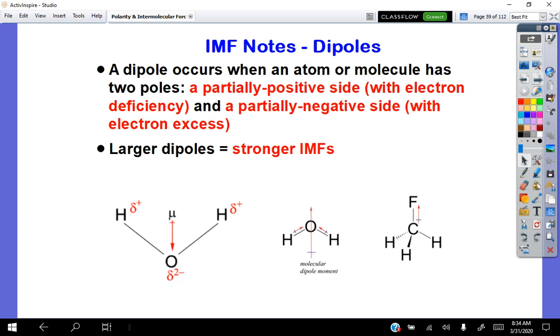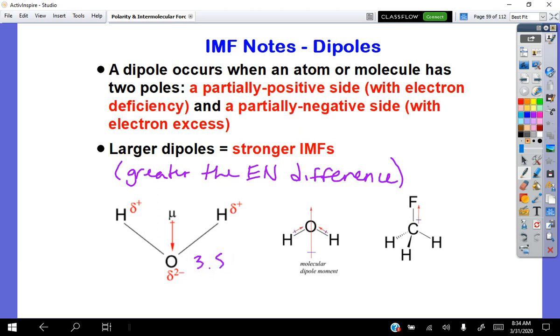The larger a dipole, or in other words, the greater the electronegativity difference, and I'm using En to abbreviate that, electronegativity difference, the stronger the intermolecular forces will be. So, for instance, if we're using an electronegativity table and we look at the value for oxygen, which is 3.5, versus the value for hydrogen, which is 2.1, that is a difference of 1.4.